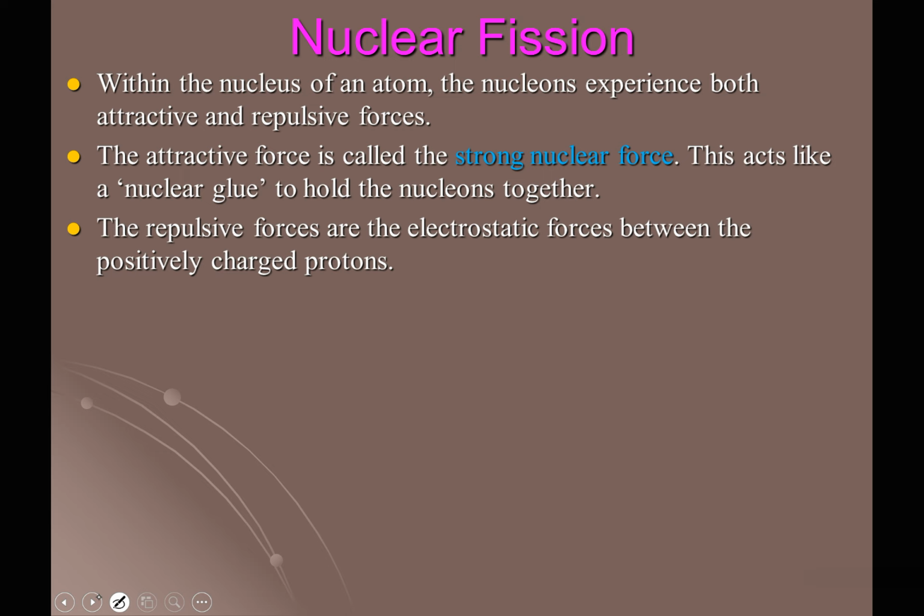Within the nucleus of an atom, the nucleons experience both attractive and repulsive forces. Of course, the attractive forces are due to the strong nuclear force, or what we call the nuclear glue, which tightly binds the nucleons together. Then the repulsive forces: if two positively charged nuclei come close to each other, they are most likely going to repel. That is the electrostatic force, given by Coulomb's law, that you'll explore in a unit called electric fields.